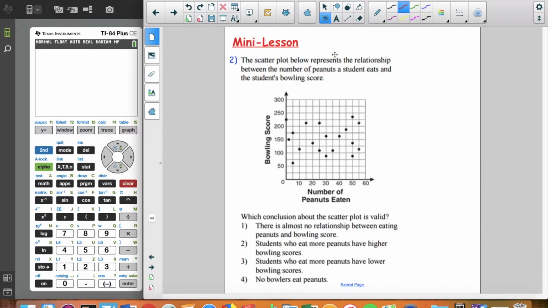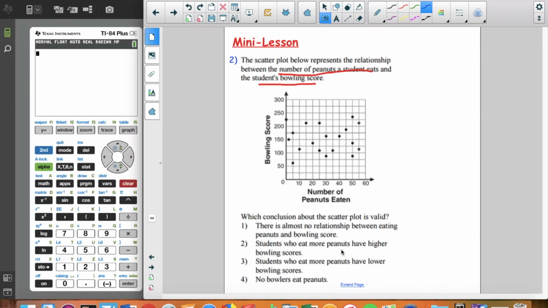Okay, so the scatter plot below represents the relationship between the peanuts a student eats and the student's bowling scores. Which conclusion about the scatter plot is valid? So keep in mind that this is the number of peanuts a student eats and bowling score. Just thinking about that, that really shouldn't have anything to do with each other. But let's look. So it says there's almost no relationship between eating peanuts and bowling score. Okay, let's just keep that there.